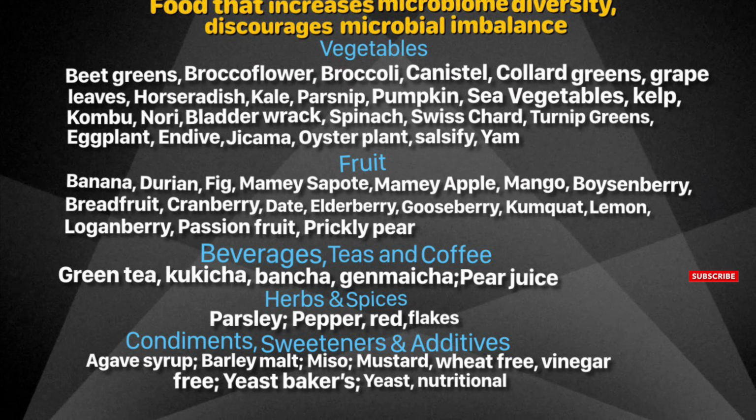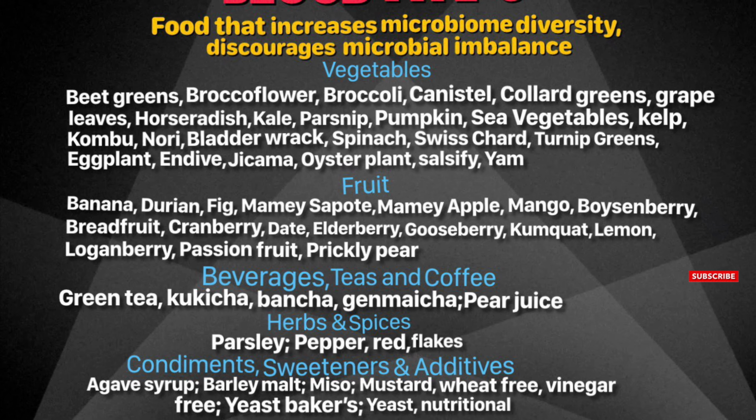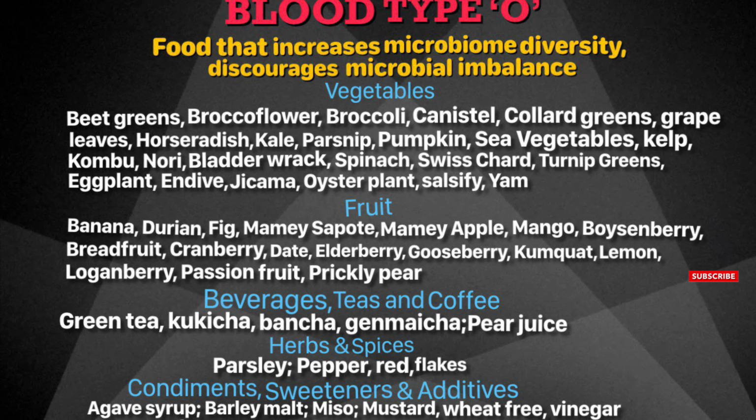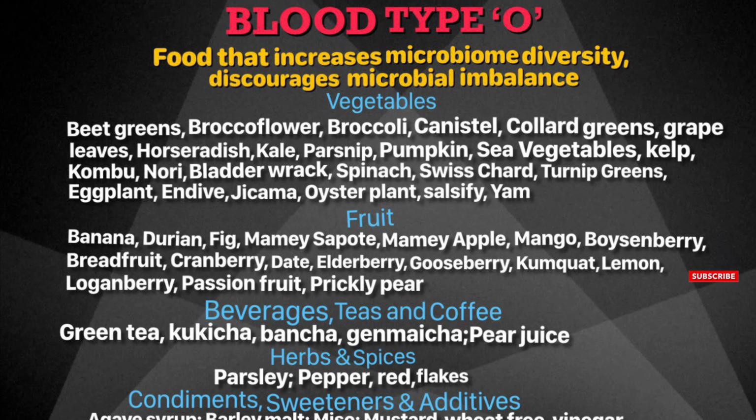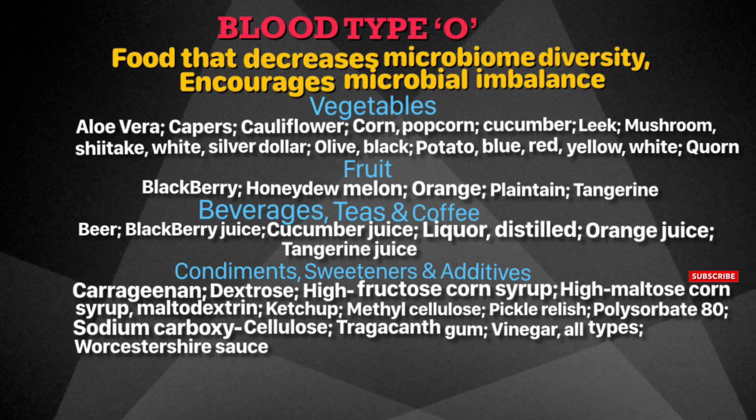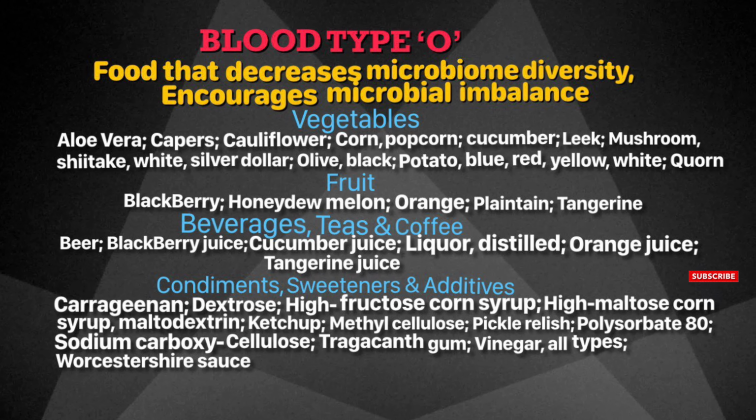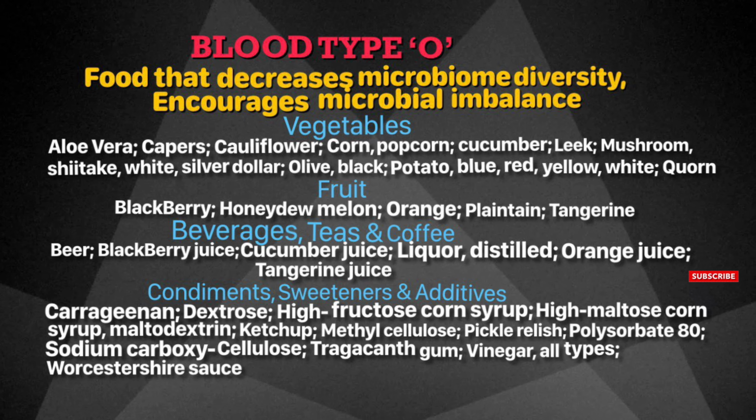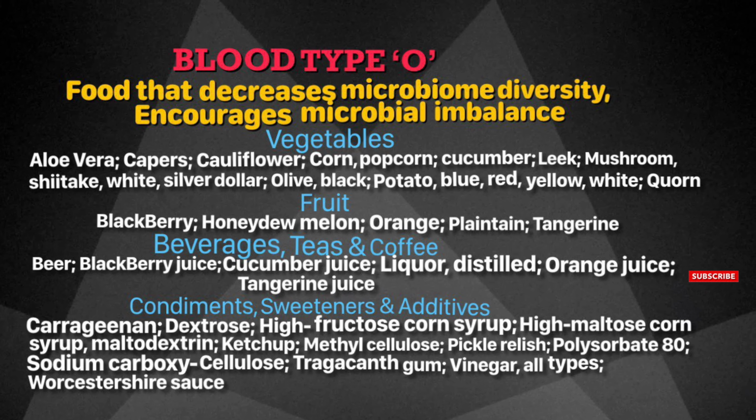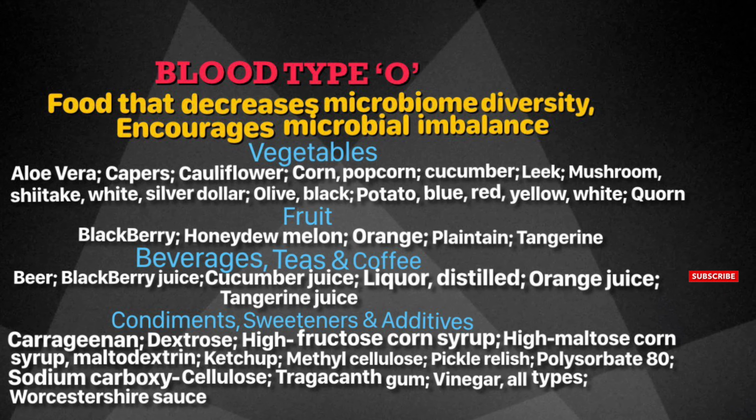Beverages, teas, and coffee that increase microbiome diversity and discourage microbial imbalance are green tea, kukicha, bancha, milk, almond, pear juice. Beverages, teas, and coffee that decrease microbiome diversity and encourage microbial imbalance are beer, blackberry juice, cucumber juice, liquor, distilled orange juice, and tangerine juice. You need to avoid these.